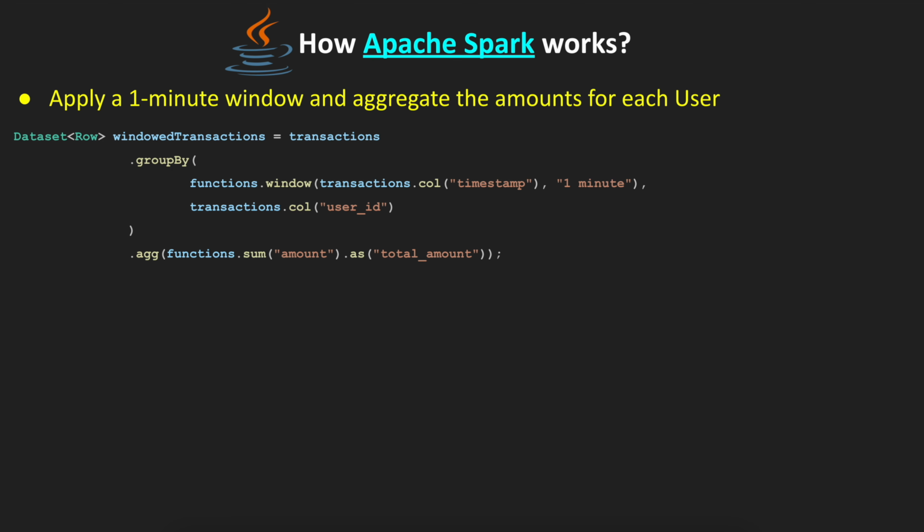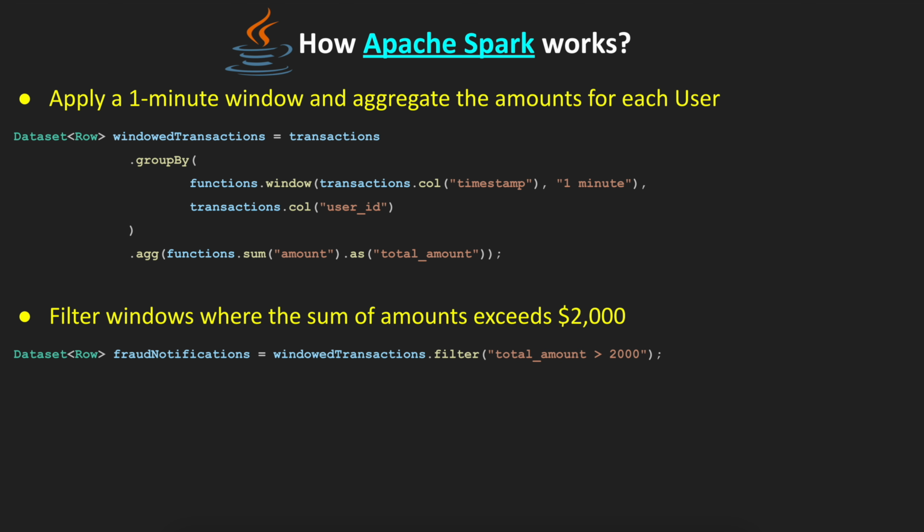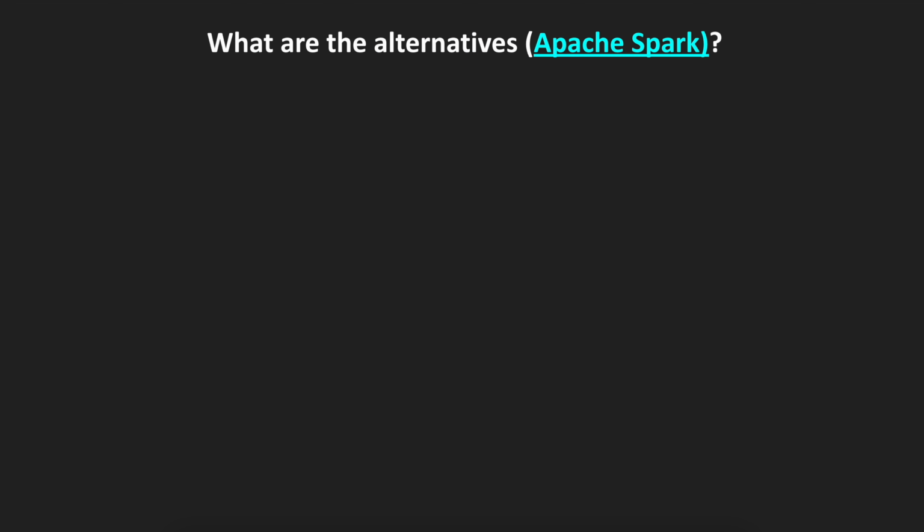So for example, as we have seen in the previous example, for the user with ID 1 to 3, we aggregate and filter those transactions. We filter windows where the sum of the amount exceeds 2,000, and we send those fraudulent transactions to Kafka.